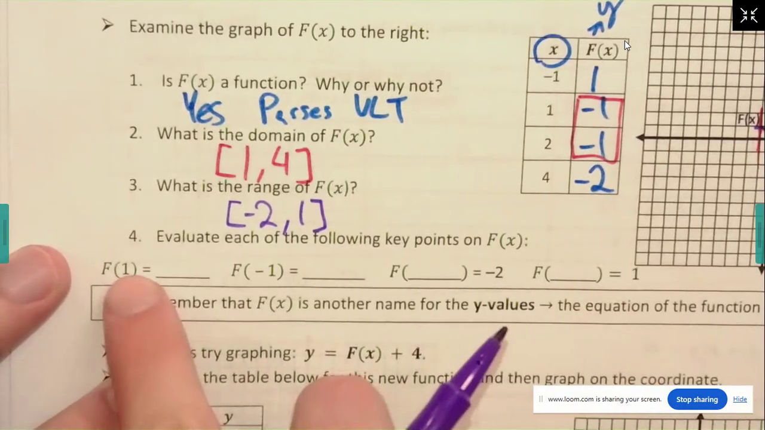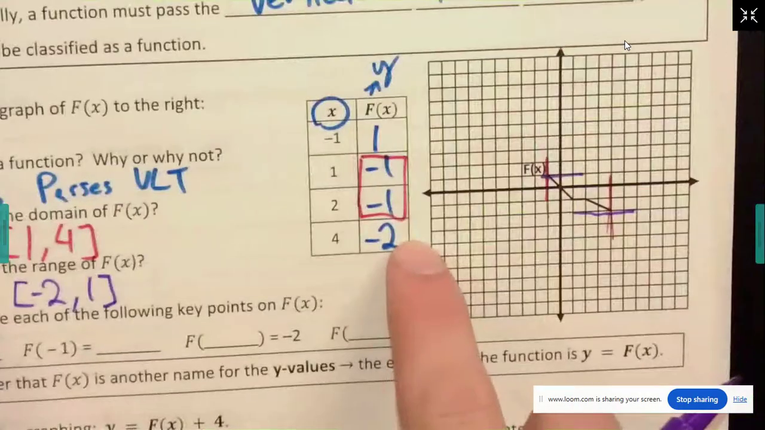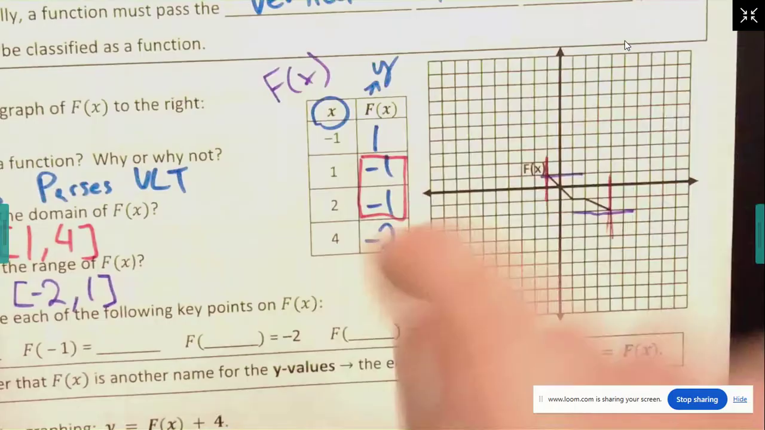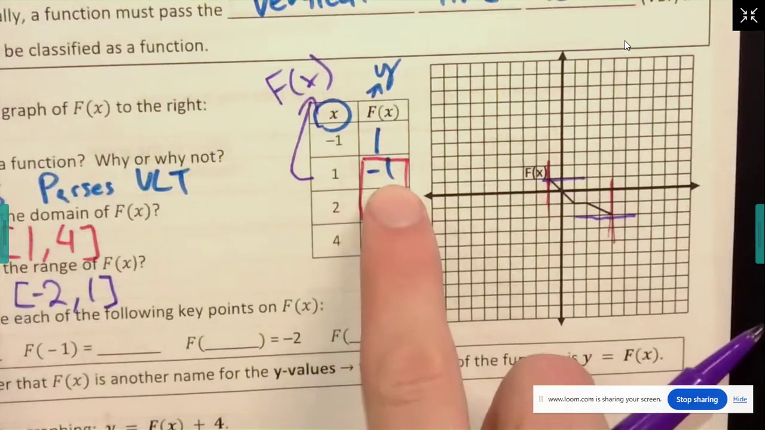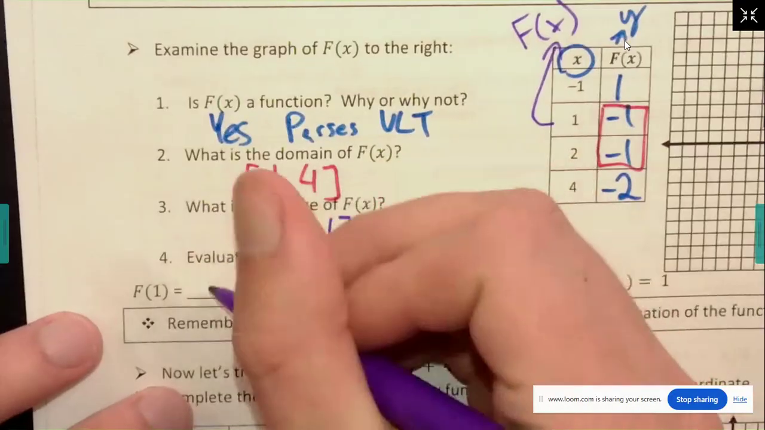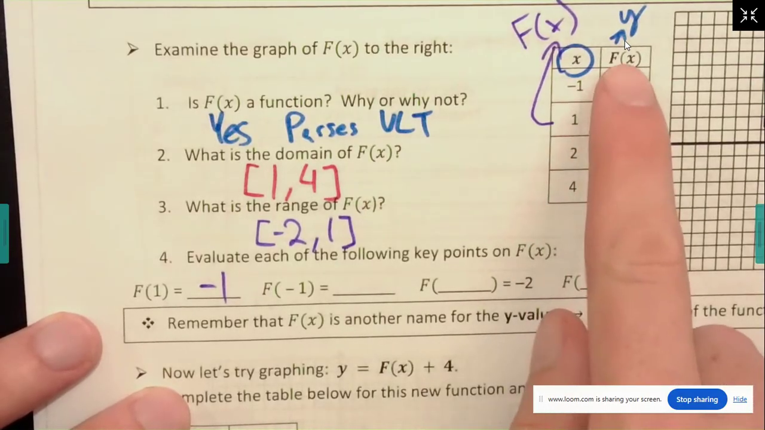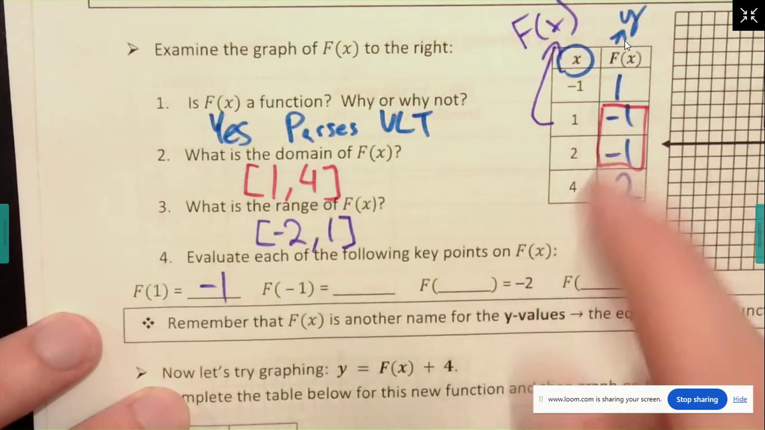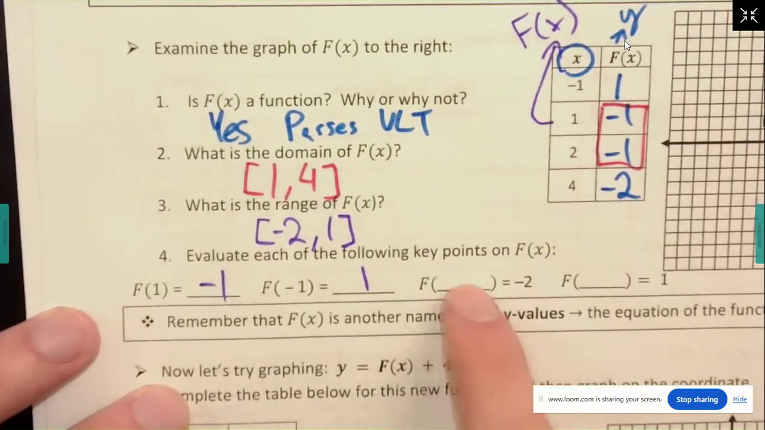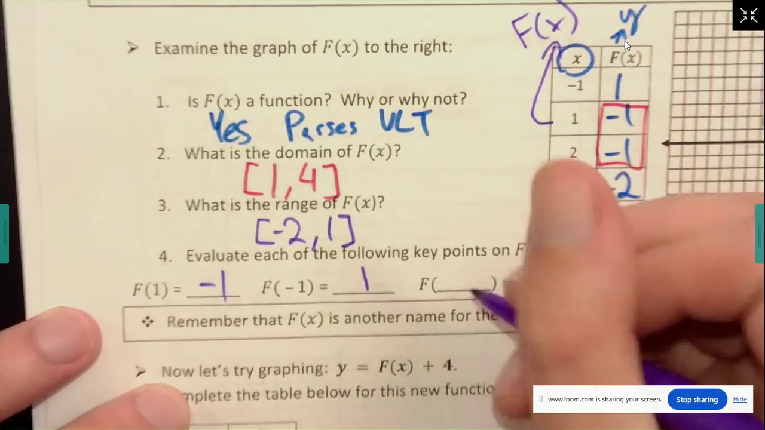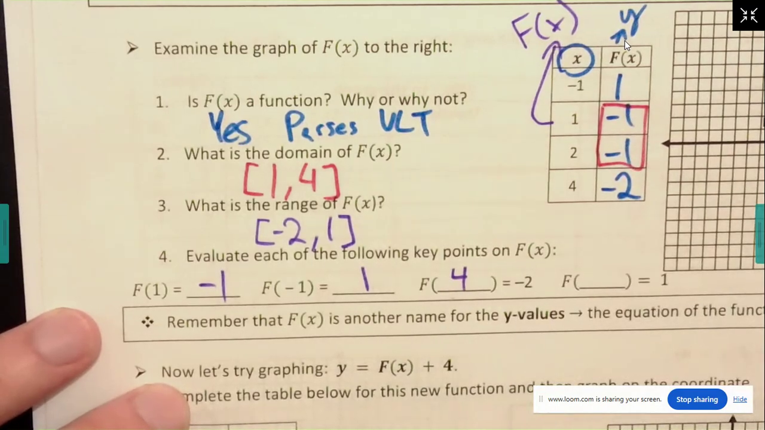F of 1 equals what? Well, it's usually f of x, right? Well, when I plug in 1 for x, what's the f of x? F of 1 is negative 1. F of negative 1, right here, is 1. F of what is negative 2, sorry? So it's negative 2 here. I know if I plugged in a 4 for the x, I'd get negative 2. And f of what is 1? Negative 1, right?